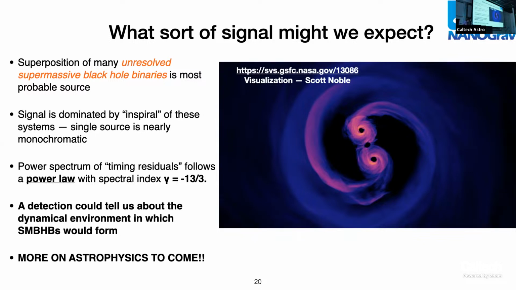And a detection of this background of supermassive black hole binaries could tell us about the dynamical environment in which these supermassive black holes would form. And there's going to be more on astrophysics to come. But I just want to highlight that one could potentially see an individual source, but what we have evidence for today is a superposition potentially of many of these sources. And there are other models that could potentially predict the signal that I'm talking about today.